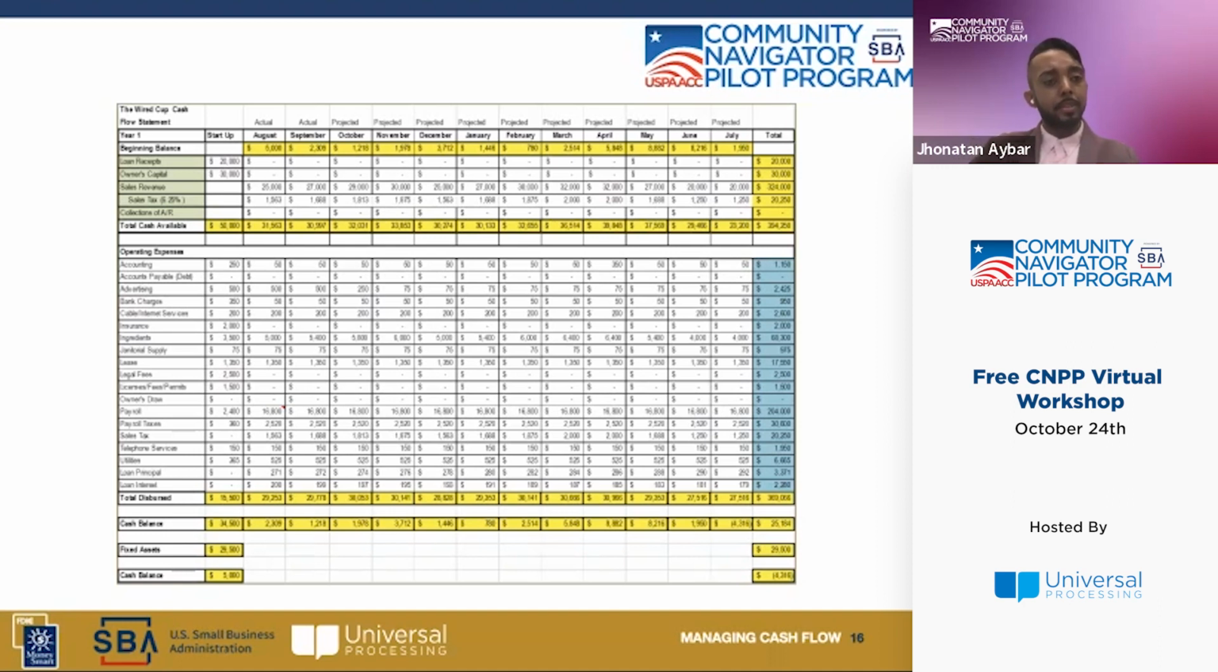A good practice for this is to create different cash flow projections. You can create one in the best case scenario, and another one, the worst case scenario. That way you have two options. If things are going well, you know where you will be positioned. But if things start going bad, then you know where you're going to be positioned and what you need to do. That's what proactive thinking is.